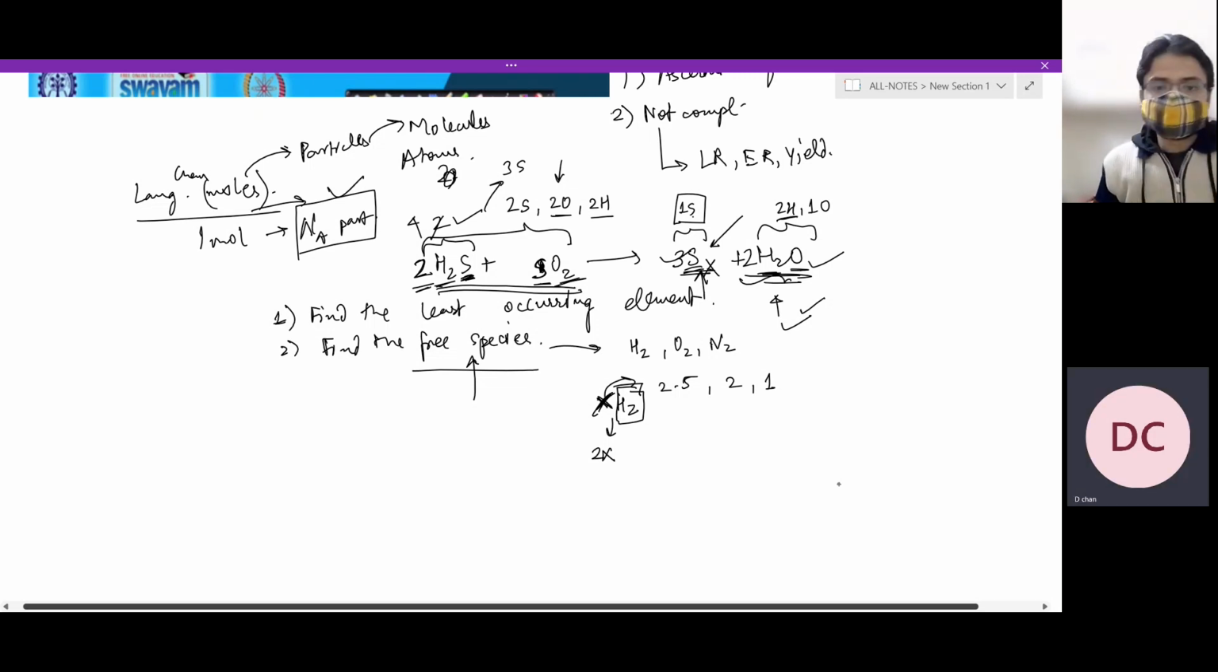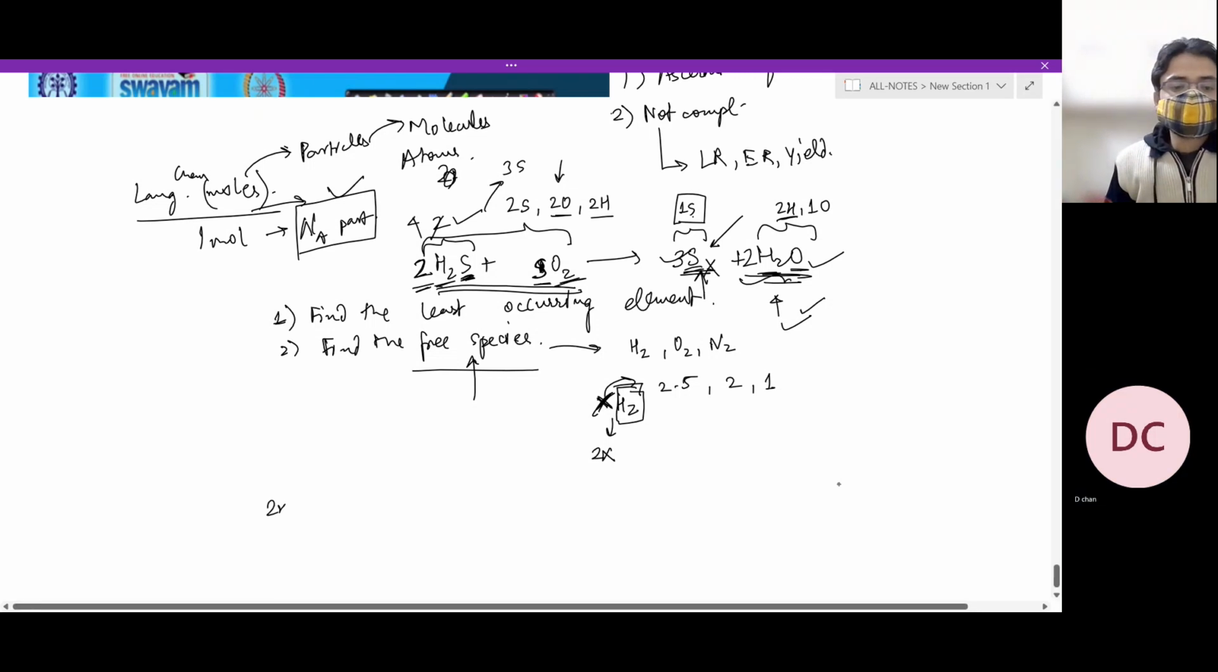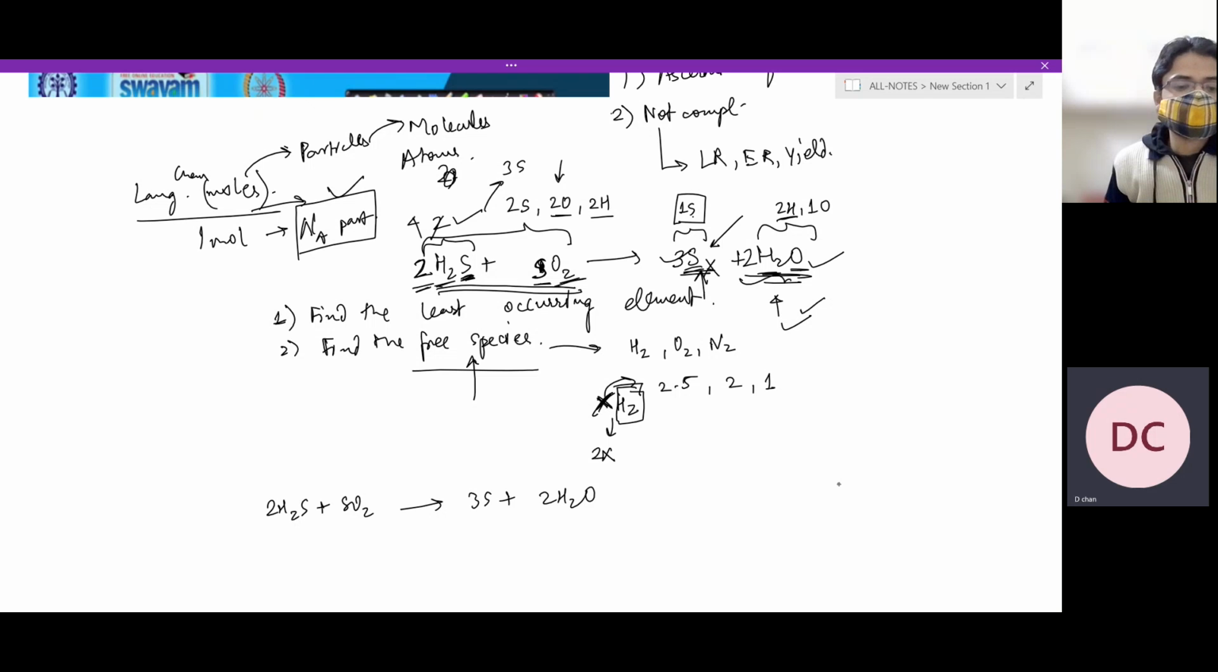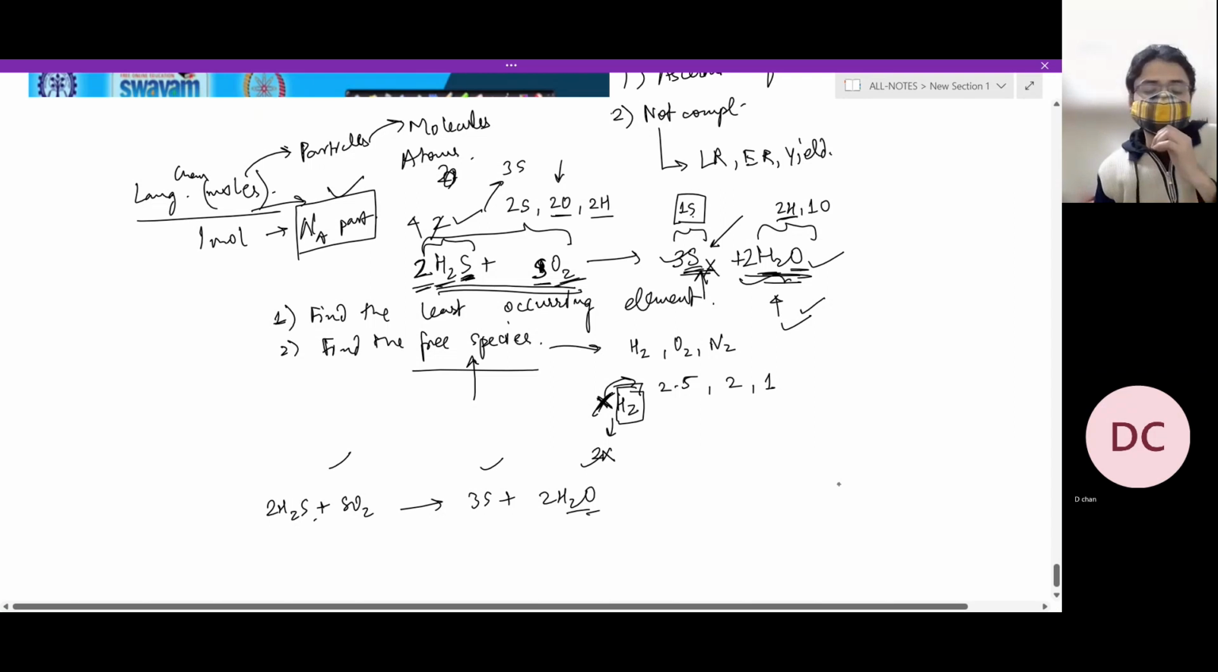All right. So here's the final equation: 2H2S plus SO2 gives 3S plus 2H2O. Now just check it out real quick. 2 oxygen here, 2 oxygen here. 3 sulfur here, and 2 plus 1, 3 sulfur here. 4 hydrogen here, 4 hydrogen here. So our equation is balanced, right?